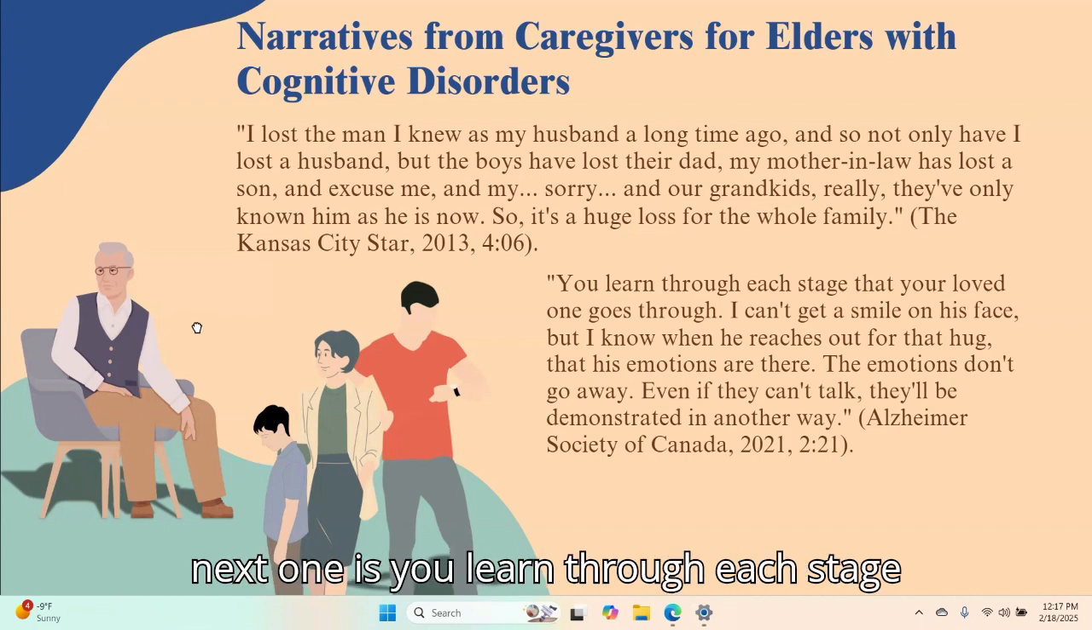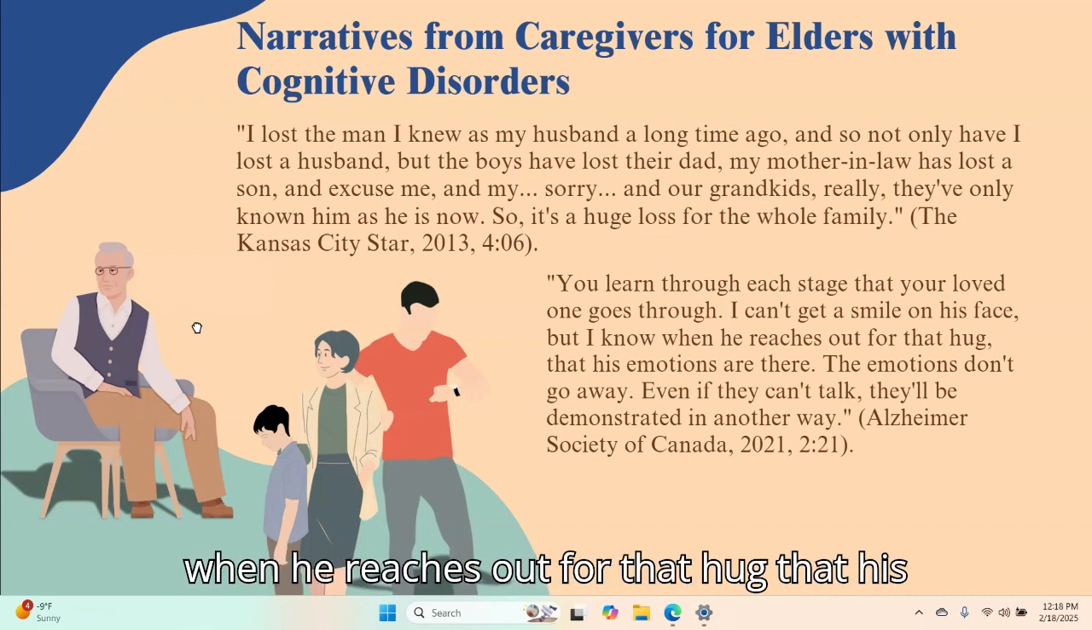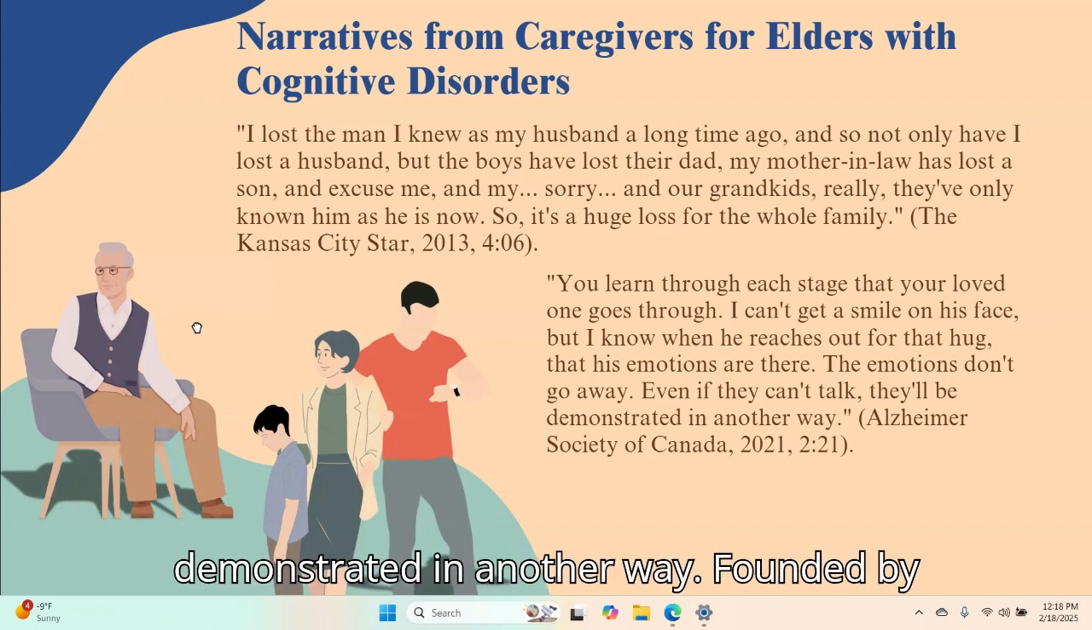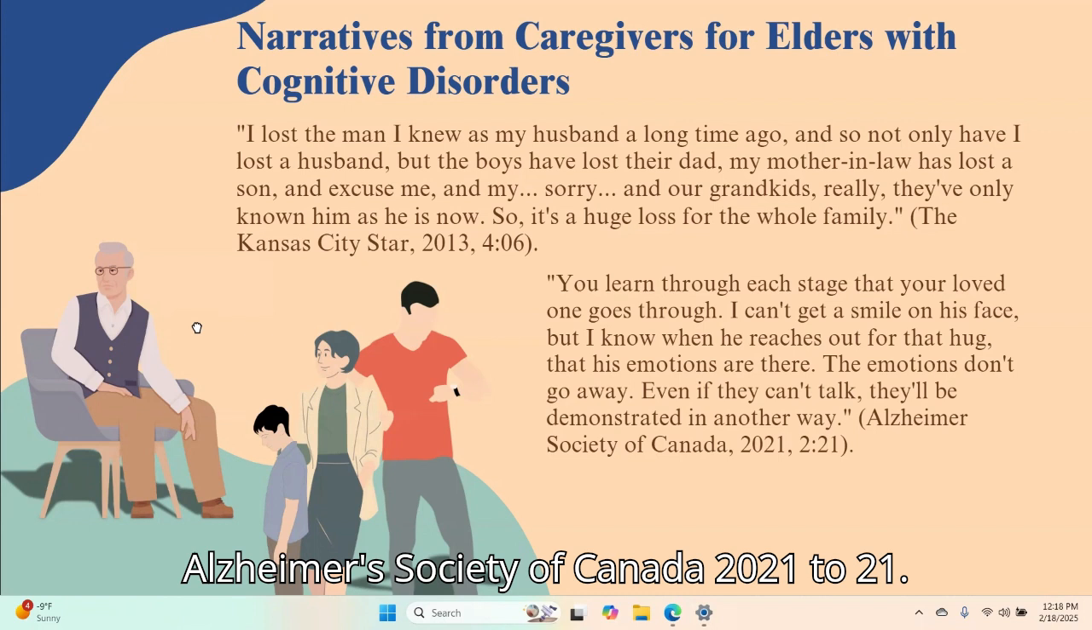The next one is: you learn through each stage that your loved one goes through. I can't get a smile out of his face, but I know when he reaches out for that hug that his emotions are there. The emotions don't go away. Even if they can't talk, they'll be demonstrated in another way. Founded by Alzheimer's Society of Canada, 2021, it started.